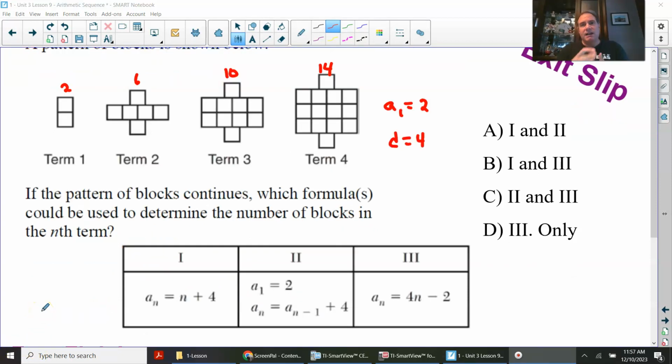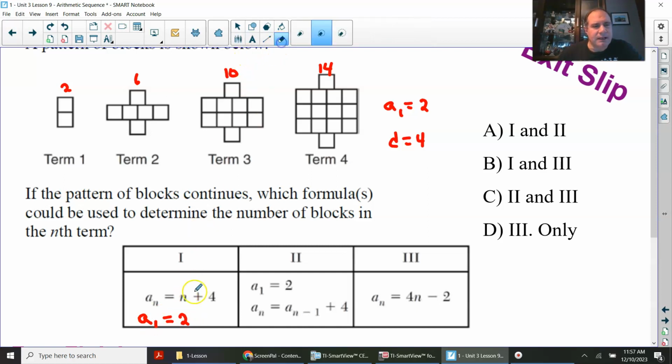So I counted the blocks: term 1, term 2, 3, and 4. What you see is what you get right there. A sub 1 is 2, and then d equals 4. That's the common difference. So I'm just going to figure out if this formula works here. A sub 1 has 1 block in it, so 1 plus 4 is 5. So that doesn't work. No good. So I'm going to cancel out those two. And then, a sub 1 is 2.